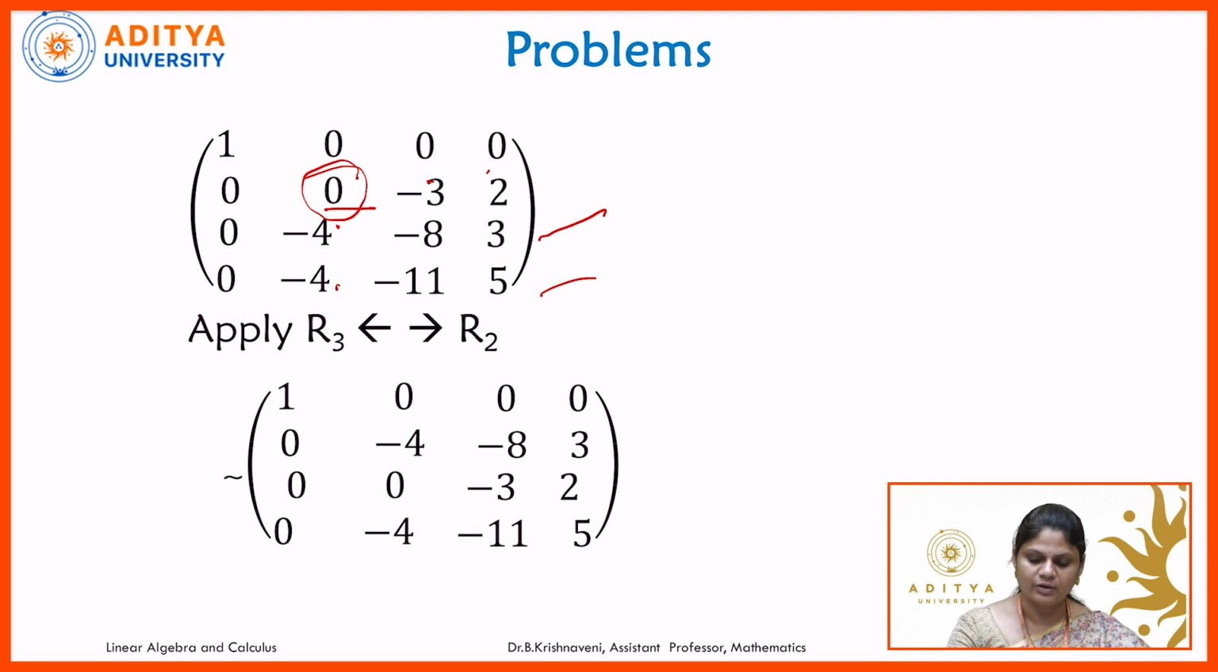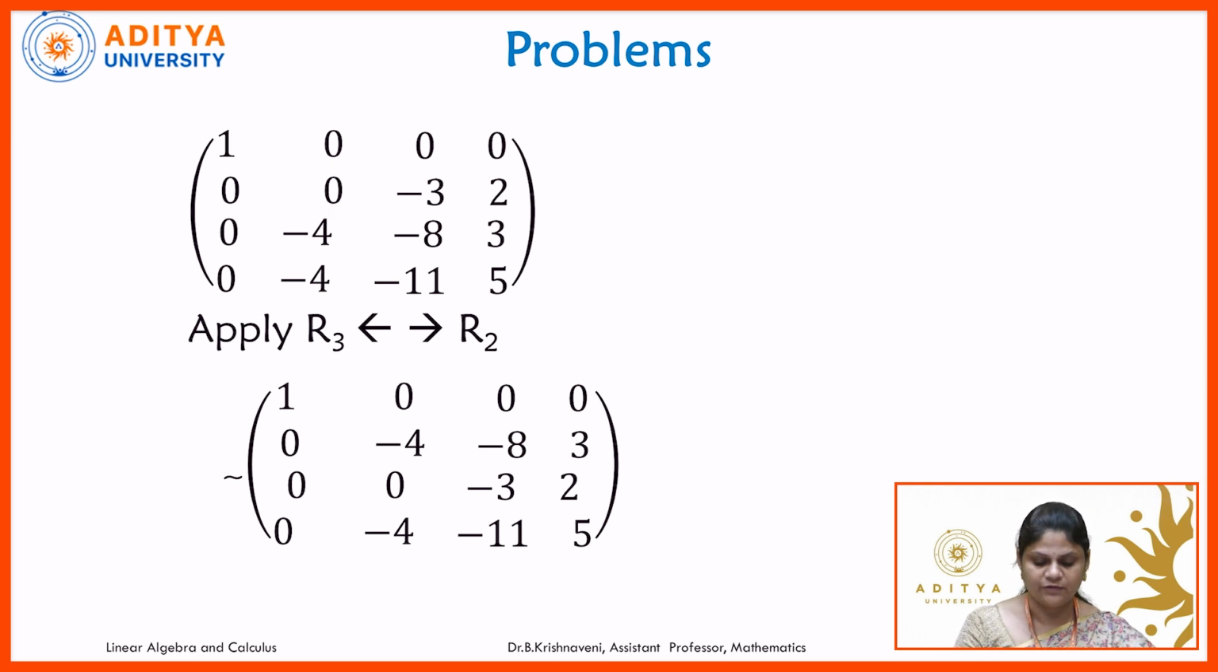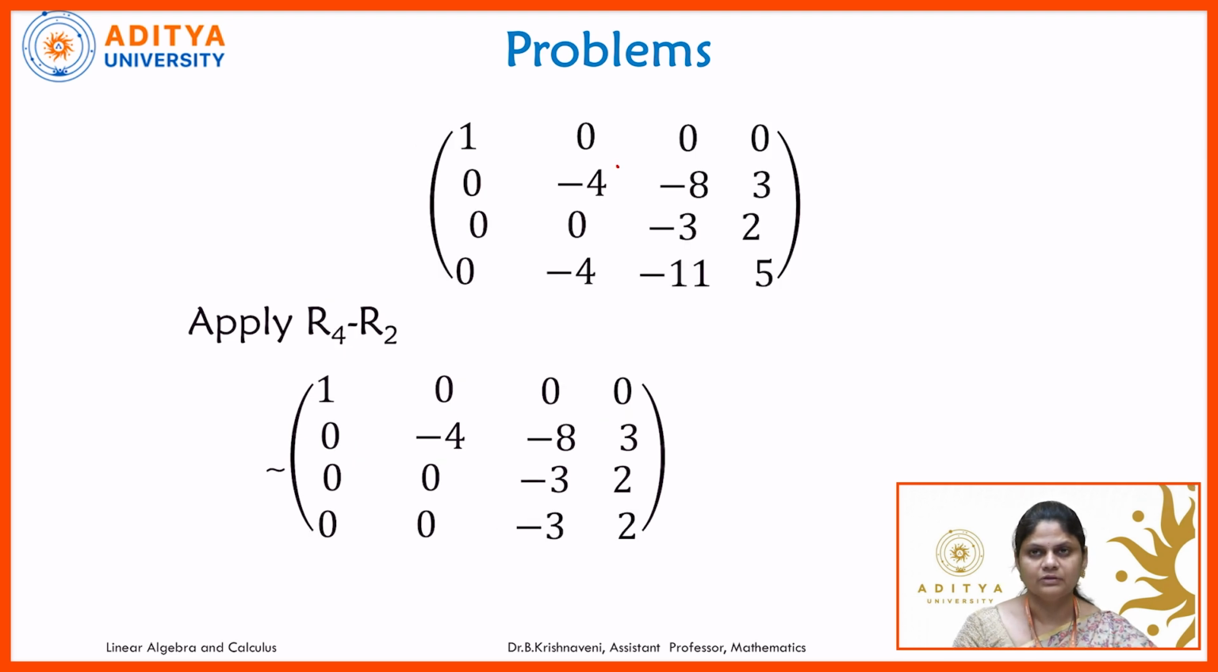Okay. So now let us exchange these rows R3 and R2. Now you can clearly see the matrix, in which R2 is converted to R3 and R3 is converted to R2. So now from this matrix, we need to proceed further.